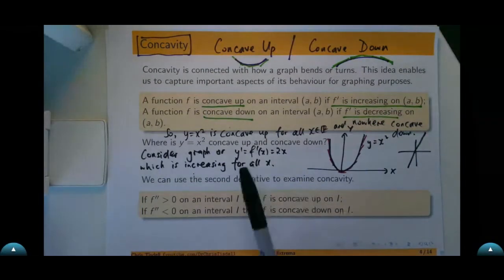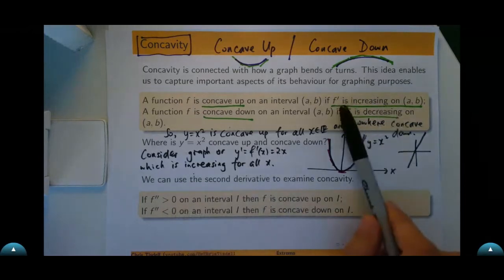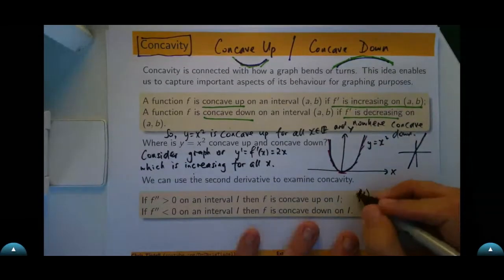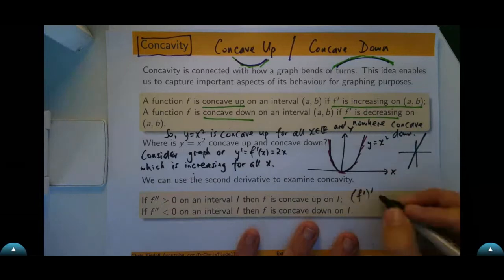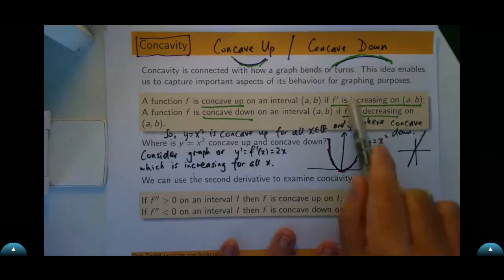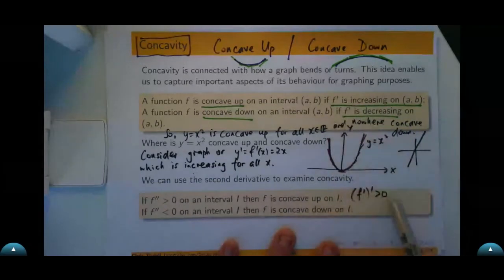Now you can also use the second derivative test, because the derivative of the function is increasing when f double dash is positive, right? So this and this are the same. The derivative of the derivative is positive. And down here it's that. Okay?